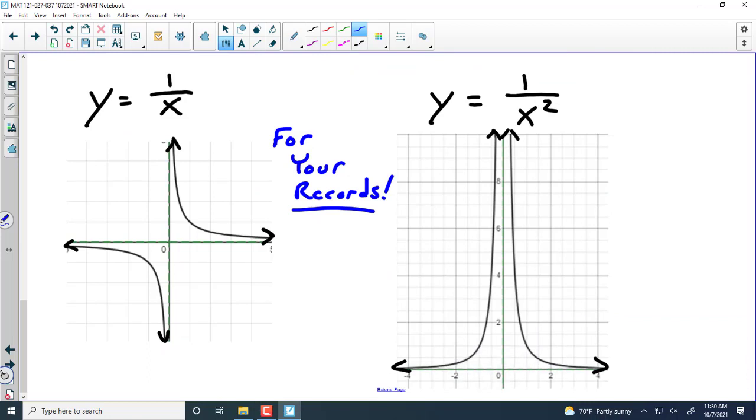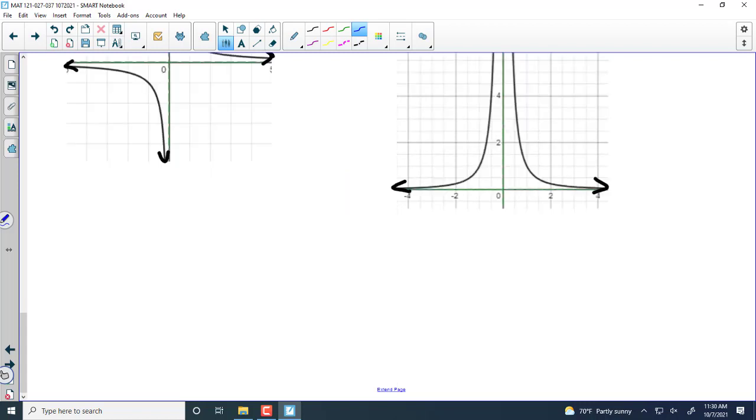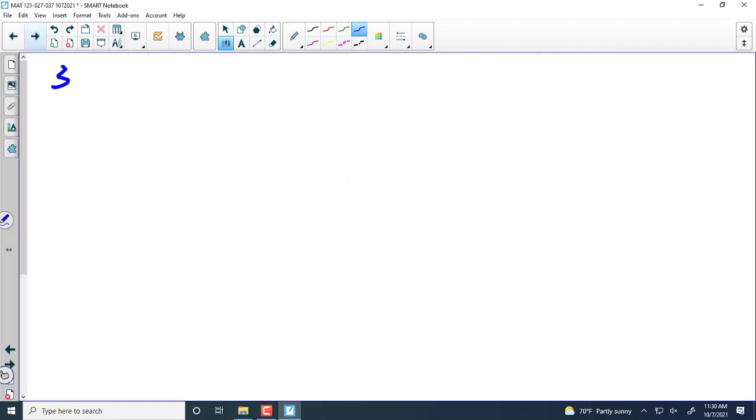So for your records, just so you would have them in your notes, I did put in the two computer-generated images of the graphs after we went to break, just so you can see exactly what they look like and not just rely on my crude drawings of them. And that's going to take us to section 3.6. So we're going to call 3.5 done. And we're going to do section 3.6.